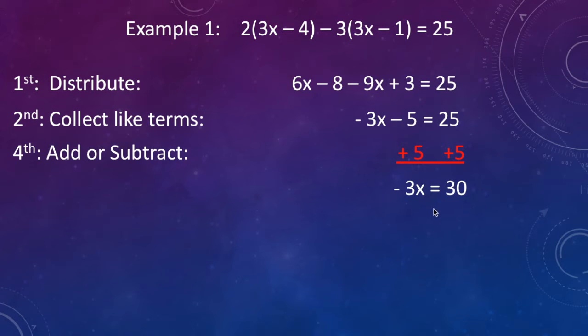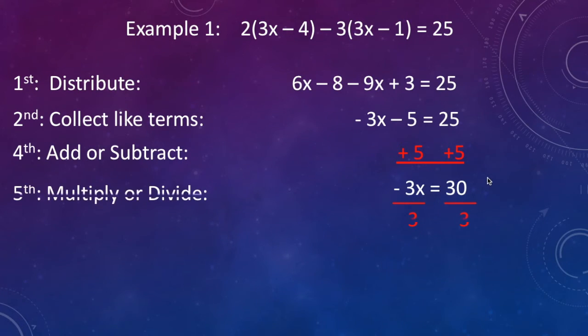Let's go ahead and divide because the negative 3 is being multiplied to x, and the opposite of multiplication is division. When we do that, on the left-hand side, negative 3 divided by negative 3 equals a positive 1x, and on the right, 30 divided by negative 3 is negative 10.